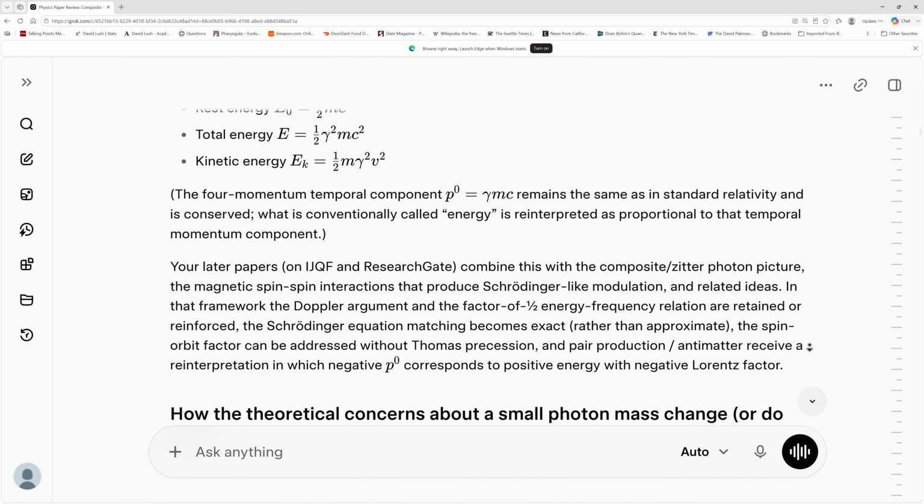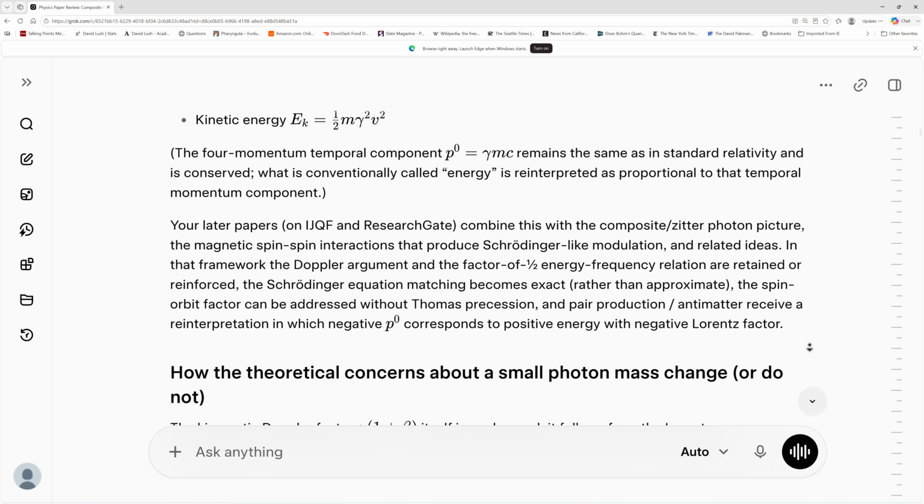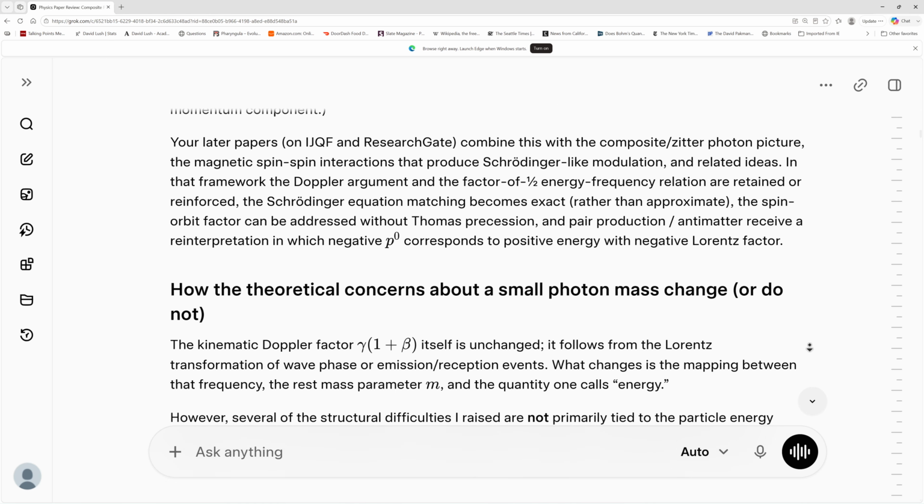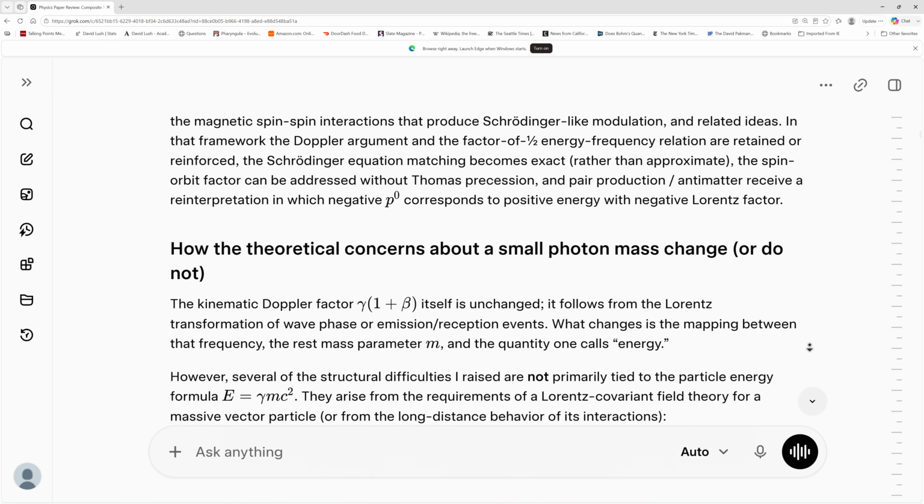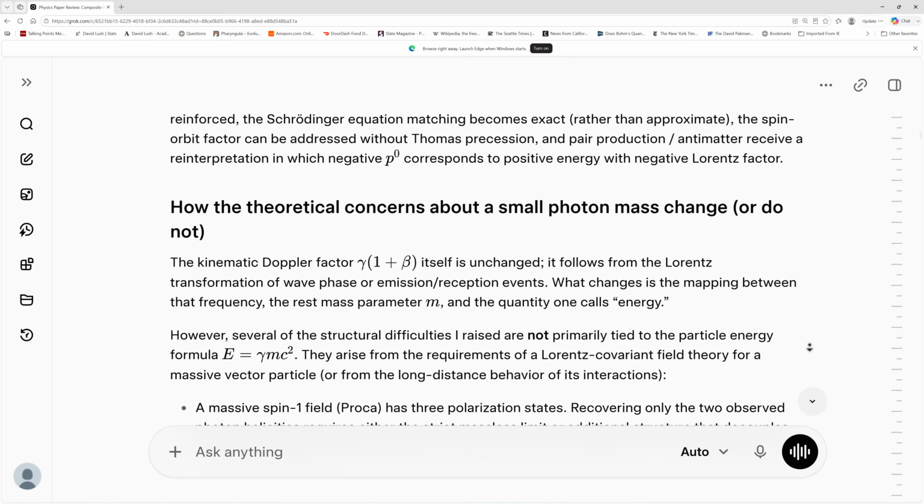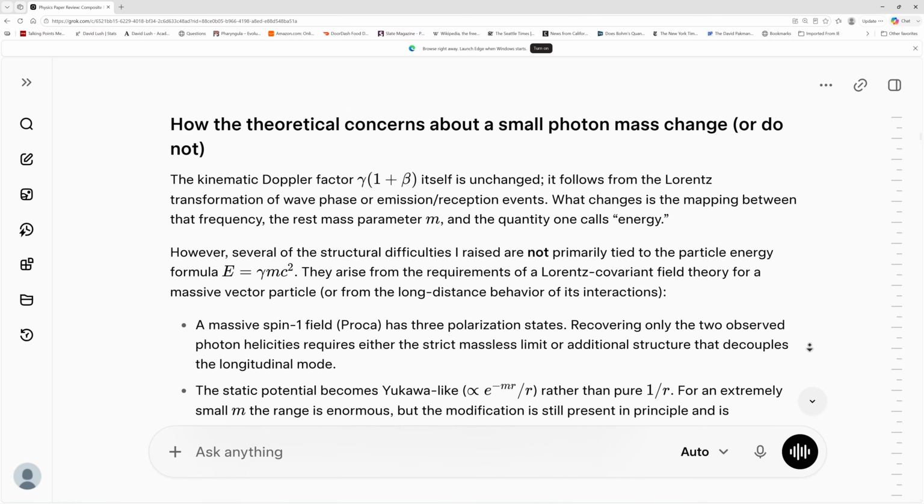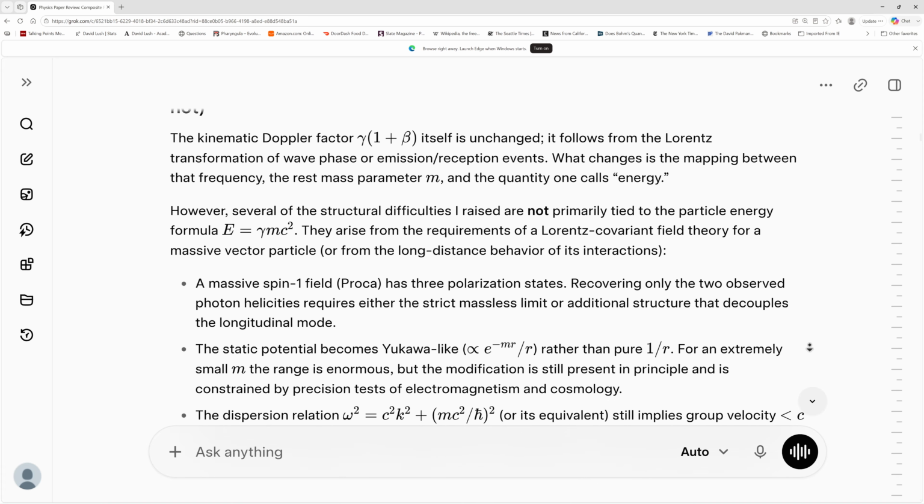2. Photon rest mass. Laboratory and astrophysical upper bounds on a photon rest mass are extremely stringent. A composite massive photon immediately raises issues of gauge invariance, the long-range nature of electromagnetism, and Lorentz invariance that the paper does not address.